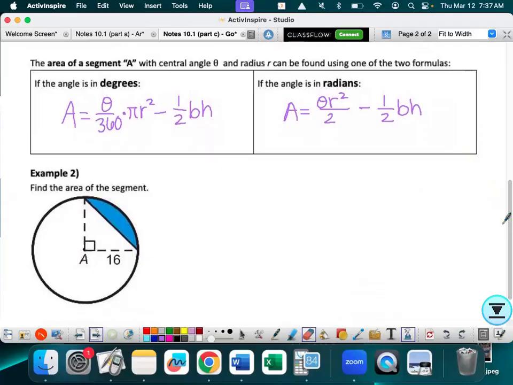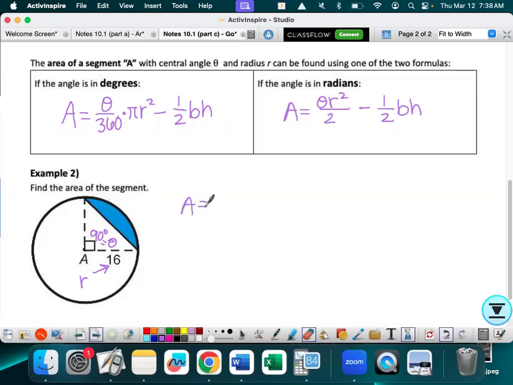Let's go ahead and use that to do example 2. Example 2 says to find the area of the segment below. What's our radius? 16. What's our angle? What is the angle measurement when we see a box like this? 90 degrees? So that's our theta. Let's go ahead and just start getting the area formula for our segment in degrees. So we'll fill out what we can so far.